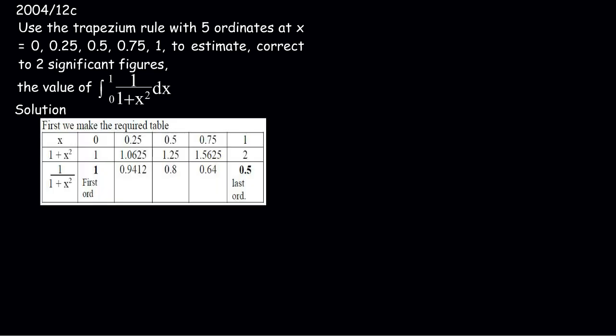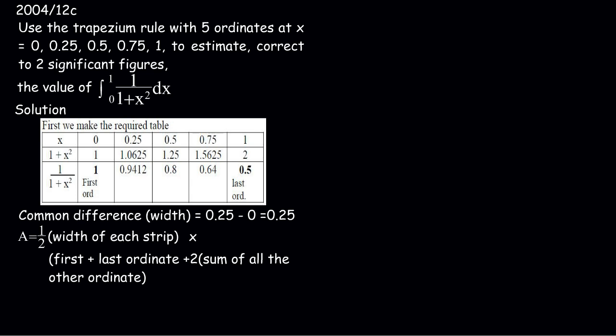First, we are going to be making a table of our figures to estimate it easily. Now, for the values of x, when x is 0, 0.25, 0.5, 0.75 and 1, 1 plus x square, we have the corresponding values of 1, 1.0625, 1.25, 1.5625 and 2, and 1 divided by 1 plus x square will be 1, 0.9412, 0.8, 0.64 and 0.5. Now our common difference, which is the width of each individual strip, will be equal to 0.25 minus 0, which is equal to 0.25.